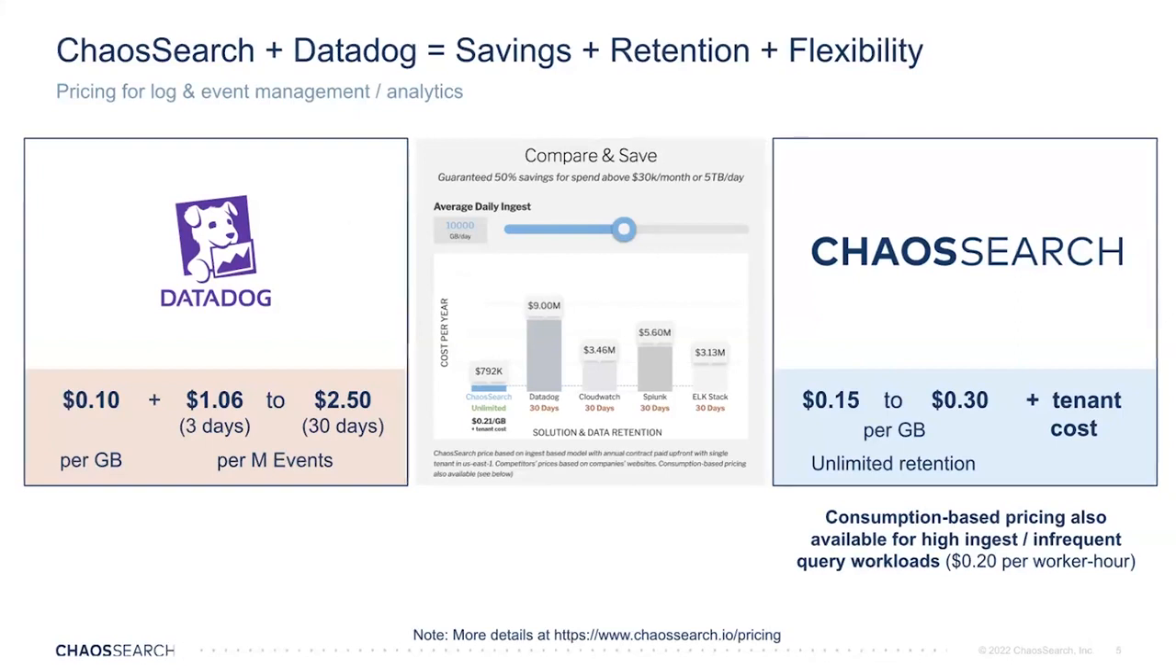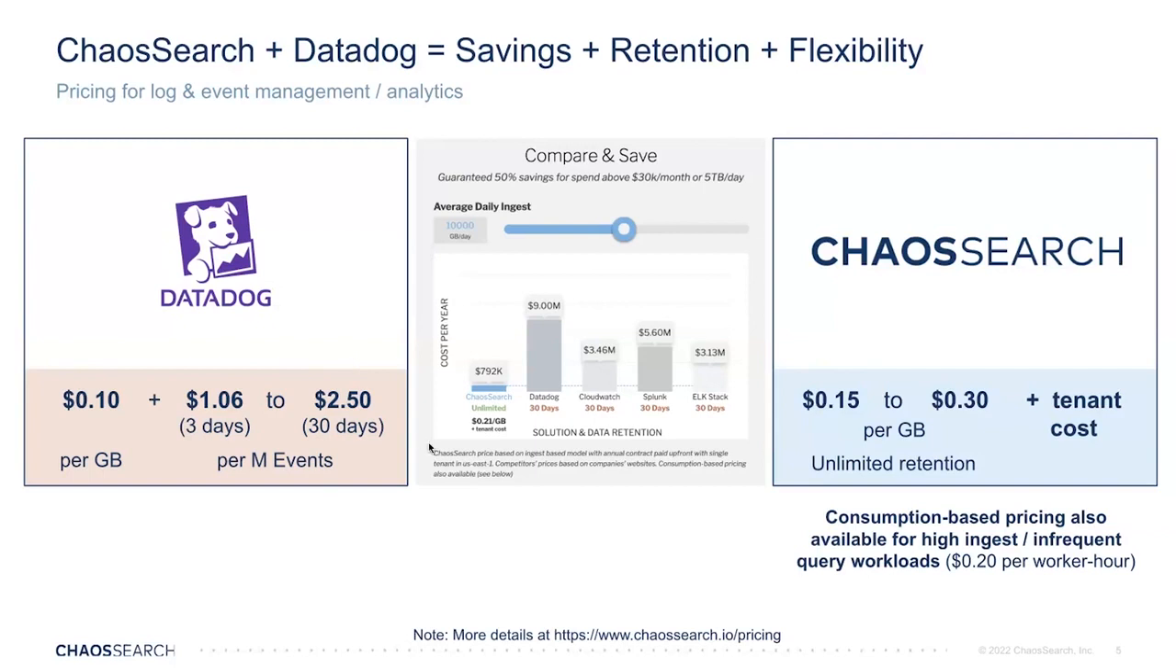You get charged 10 cents per gigabyte ingested, and then a rate that goes anywhere from $1 to $2.50 by the retention period. So if you store your logs with 3 days in hot storage, you pay about $1. If you keep them for 30 days in hot storage, you pay about $2.50 per million events, which broadly maps to gigabyte.